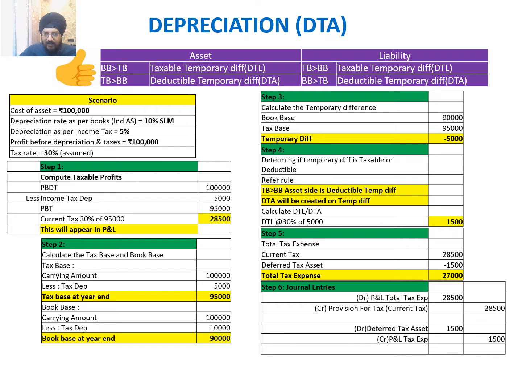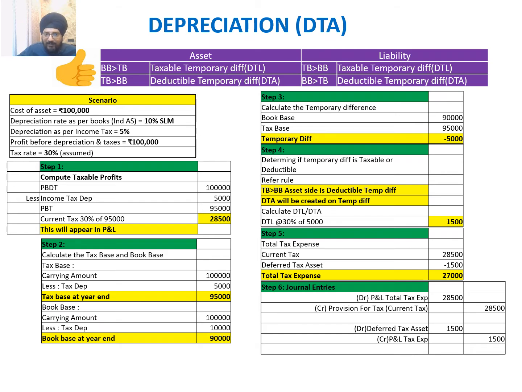So now we'll again do step one, which is computation of taxable profit. My taxable profit is 1 lakh. Income tax depreciation is 5% of my 1 lakh, which is 5,000. Profit before tax is 95,000. Current tax is 30% of 95,000, which is 28,500.